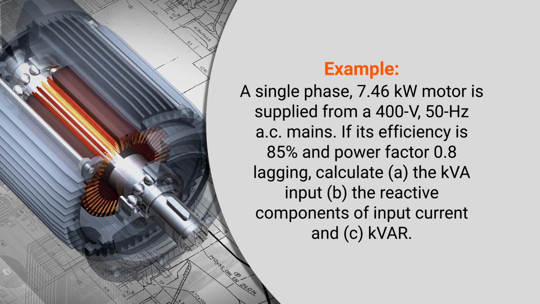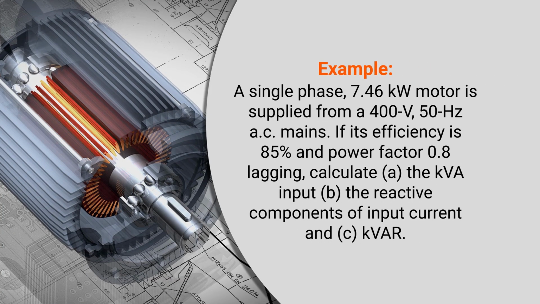Now we will discuss some examples on the basis of the power factor and how the power factor can be improved. The first example that we are going to discuss is: a single phase 7.46 kilowatt motor is supplied from a 400 volt 50 hertz AC mains. If its efficiency is 85% and power factor is 0.8 lagging, what do you have to calculate? You have to calculate the kVA input, the reactive component of input current, and third, the kVAR.